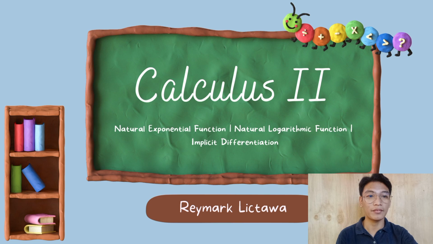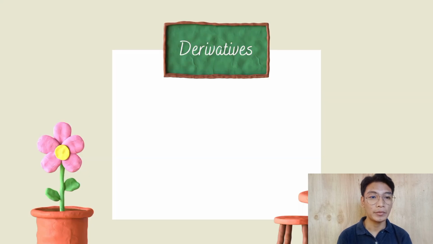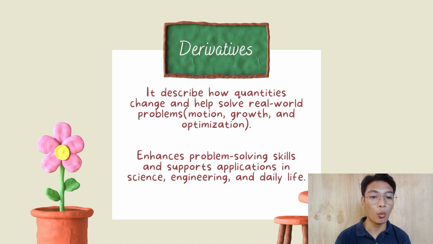So, to start with, I just finished attending my class in Calculus 2, and I can say that it is more about knowing how to get the derivative of a function. So first, let us define the importance of derivatives. Derivatives describe how quantities change and help solve real-world problems involving motion, growth, and optimization. Derivatives also enhance problem-solving skills and support applications in science, engineering, and even in daily life.